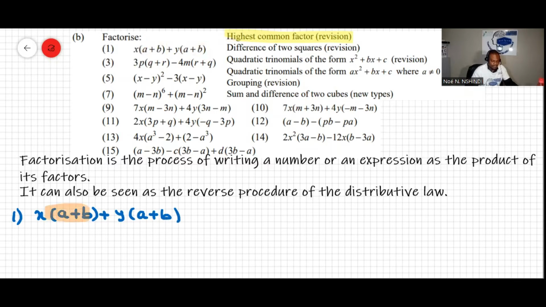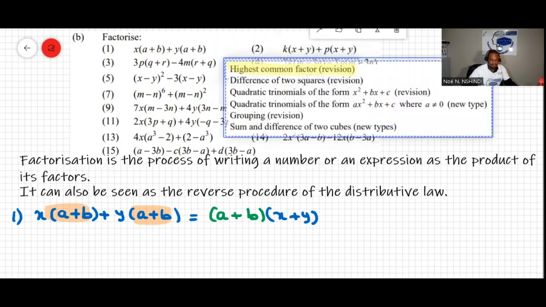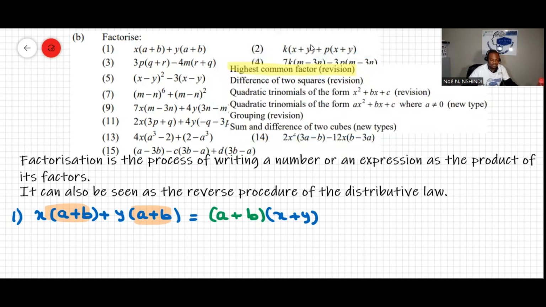Over here we have a plus b, and then a plus b there is common, so we can take a plus b as a common factor, because it is the common factor. I can say a plus b, the common factor, and then we are left with x plus y, so I can say open bracket x plus y. Now we factorize this. The next question is similar to question 1, so I will leave this one for you to practice.